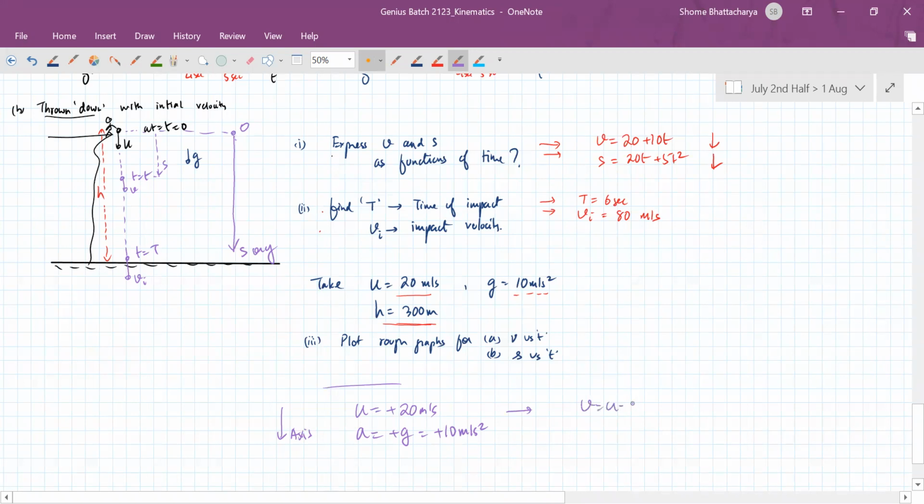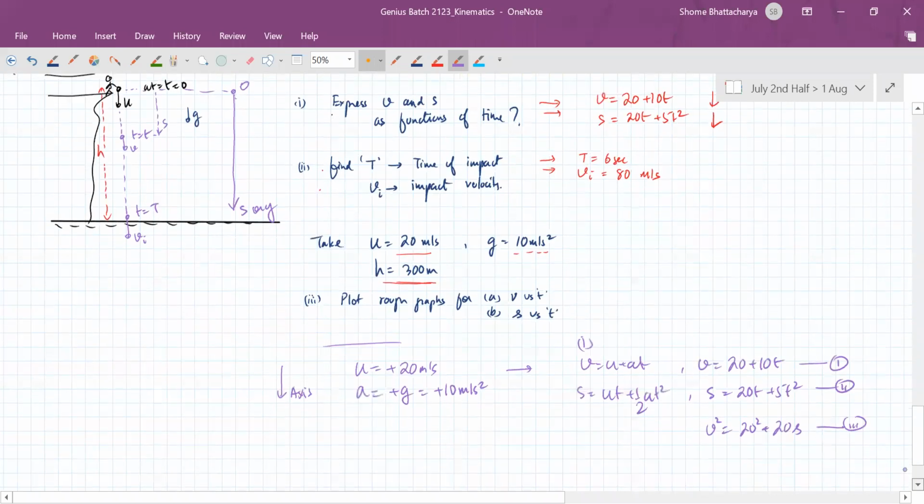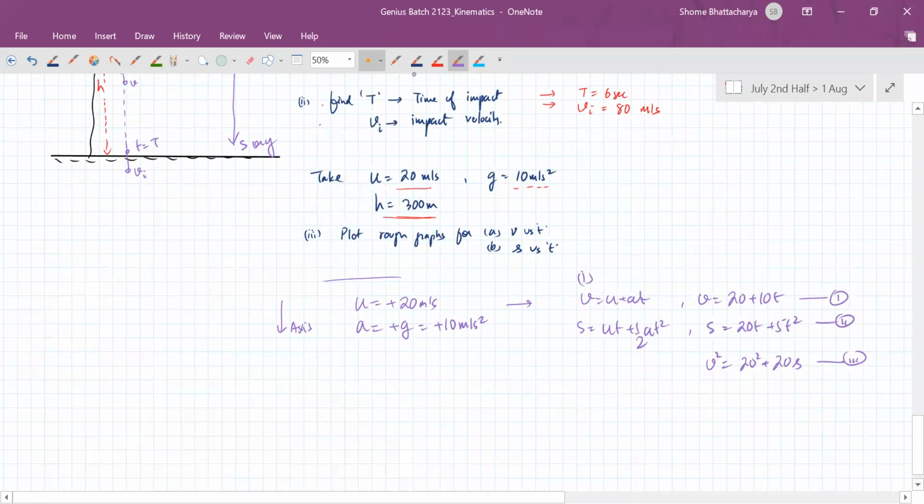So once you get that, just use the formula. V is equal to U plus at. So the first part is just like this. The velocity at any instant is 20 plus 10t. The displacement at any instant is accordingly 20t plus 5t square. So these are your fundamental equations, and you have that one also, that V square is equal to 20 square plus 20s. If required, you can use this third equation also. For example, this impact velocity we can calculate from the third equation also. But anyhow, now let's come to the second part.